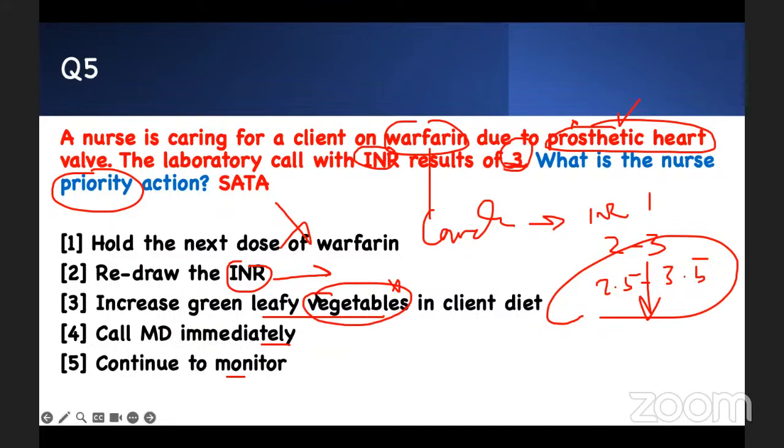Now, if you watch my video, I said the same thing about this. When they give you a Coumadin question, it's easy. People don't explain it that way, but when you take Coumadin, don't change how much leafy vegetables you take. Whatever amount you're taking, keep on taking the same amount. It's a trap. Don't increase it, don't decrease it. And don't call the doctor. He will ask you what we want you to do. That's a normal value. Just continue to monitor the patient. So number 5 is your answer choice. One answer, so don't just pick too much. There's only one in the question. So pay attention to that.